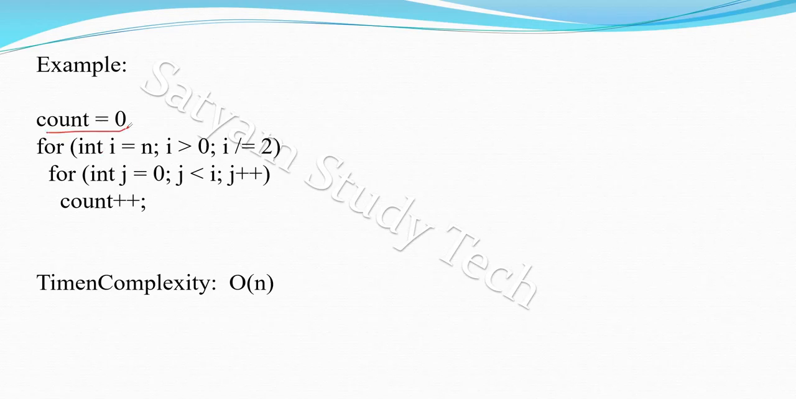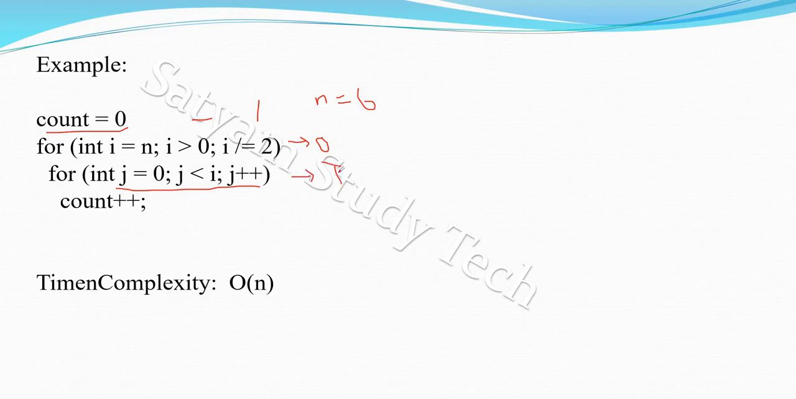The count equal to 0, here it takes 1 unit of time. Here, i equal to n, i greater than 0, i by 2, j equal to 0, j less than i, j plus plus, count plus plus. Now, for example, consider the n value is 6. How many times is this for loop's condition checked, and how many times is the inner loop executed? This is the outer loop, and here is the inner loop.